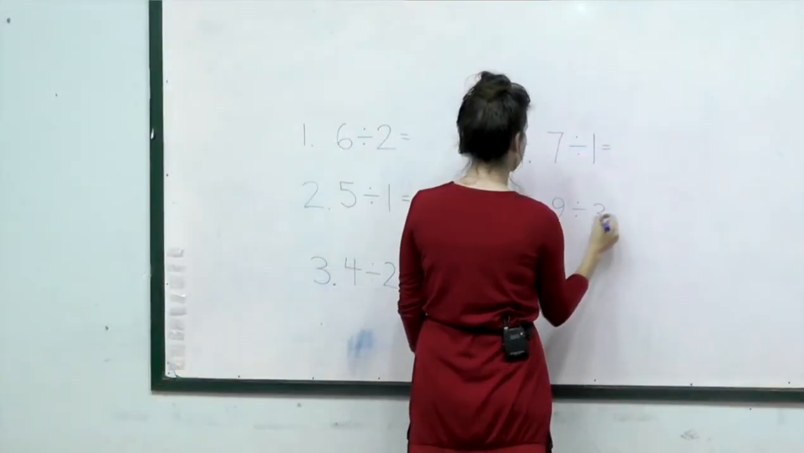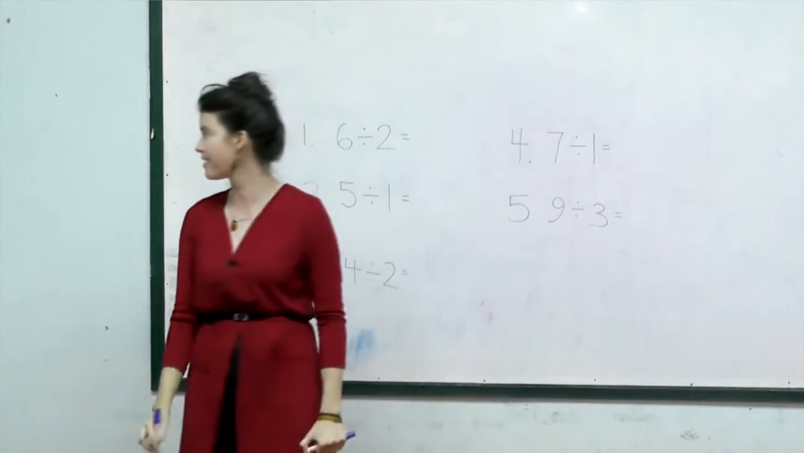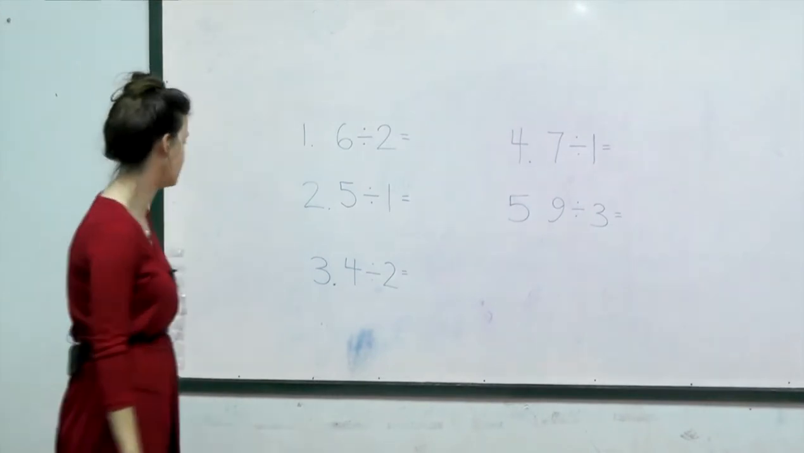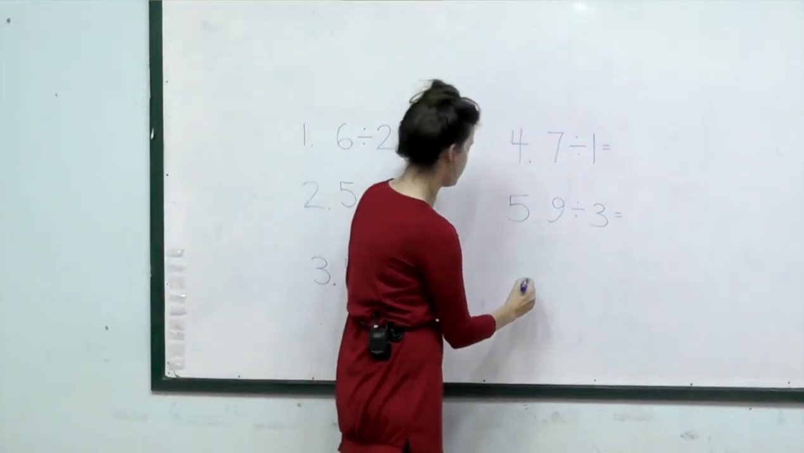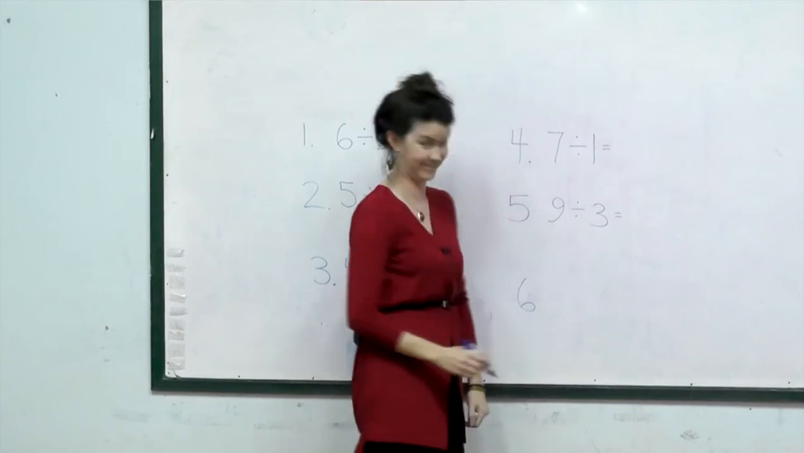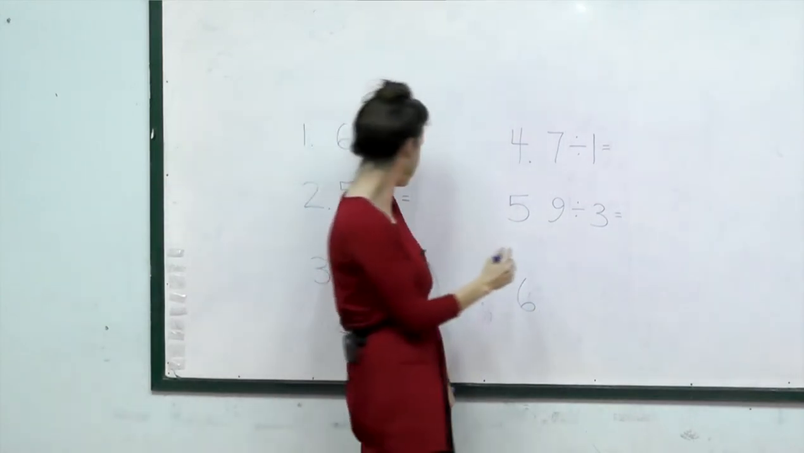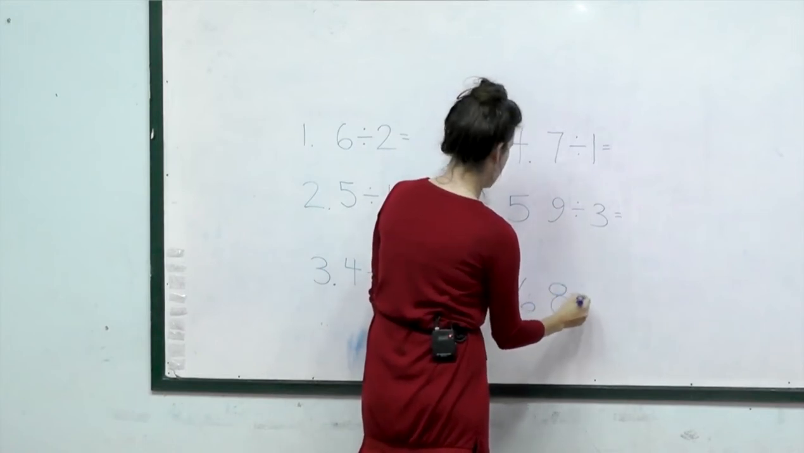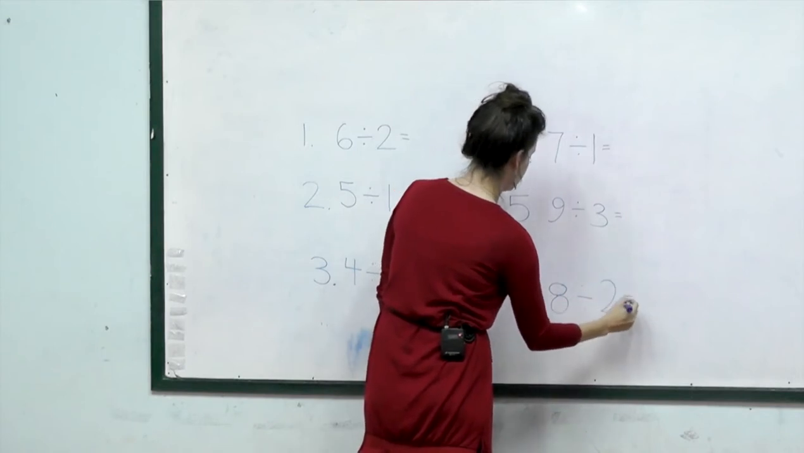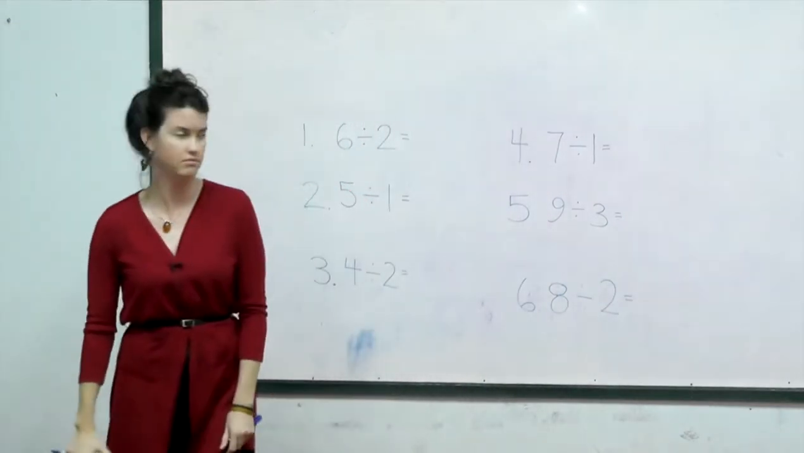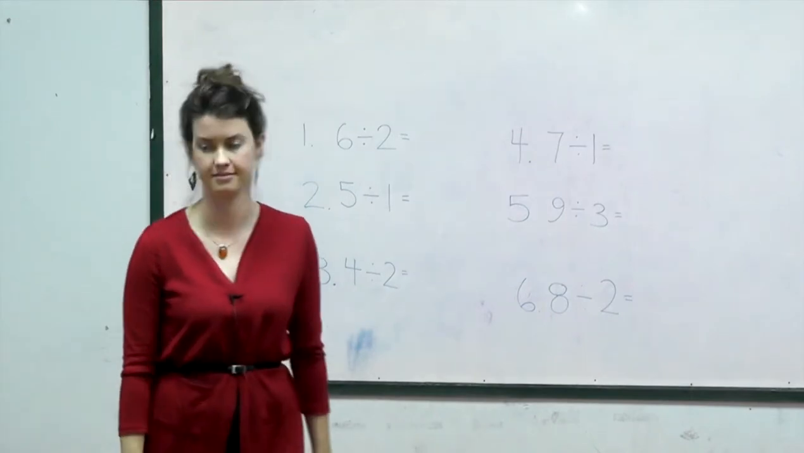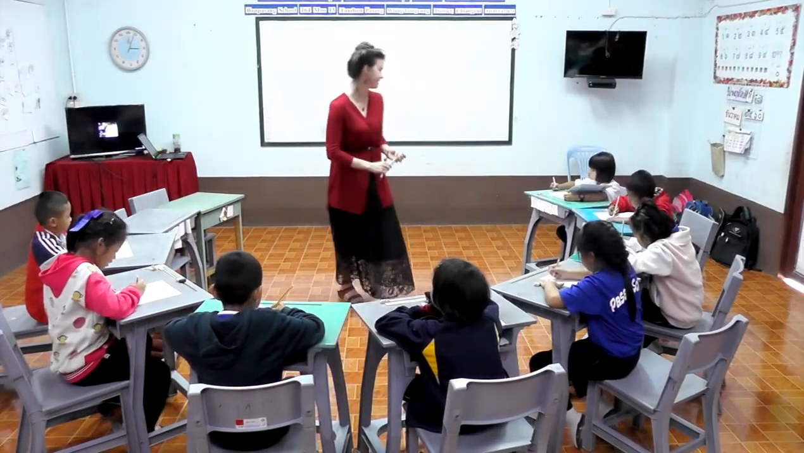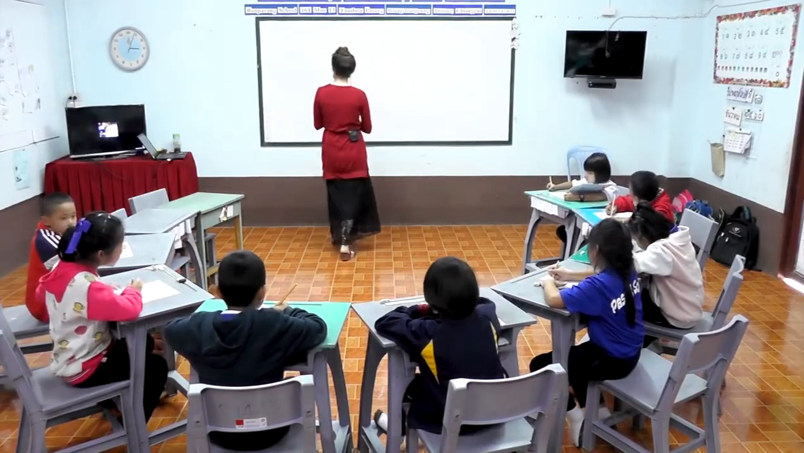9 divided by 3. Good, keep it secret. Next, 8 divided by 2. You got it, you got it.